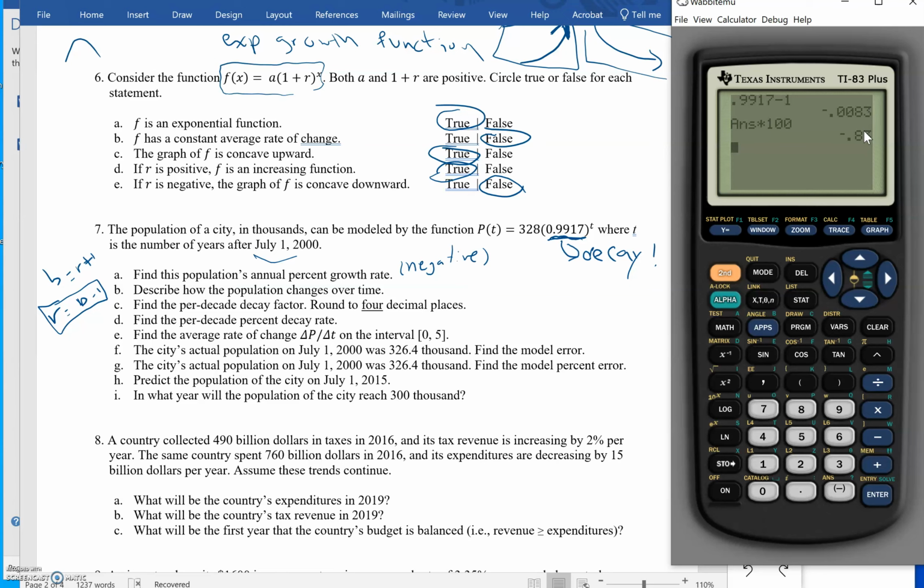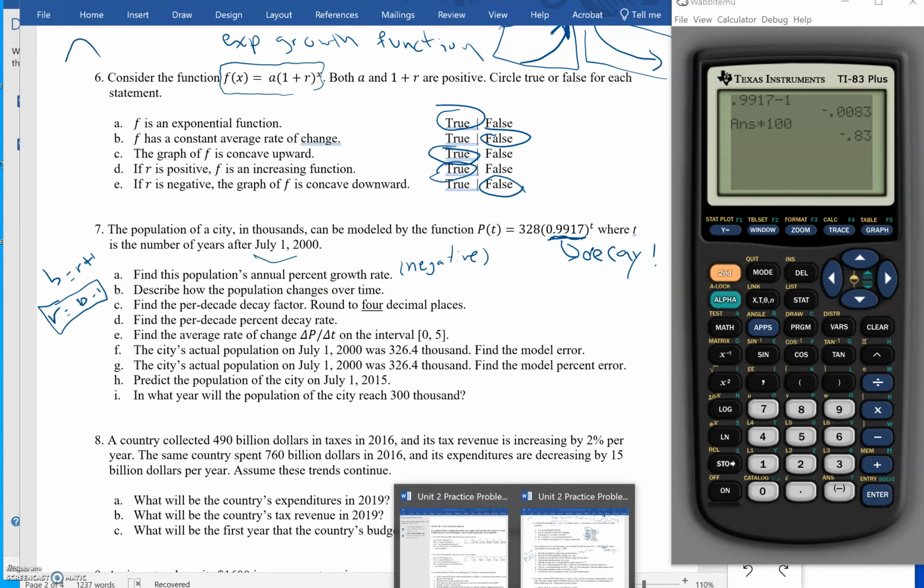Question C, find the per decade decay factor, round to 4 decimal places. And let me go ahead and look at question D also, find the per decade percent decay rate. So both C and D have to do with changing the time unit from annual to decade, but notice that one is about the factor and one is about the rate. I think a lot of times people miss these factor questions because they automatically go too far and find the rate, but we're actually going to find both of them here.